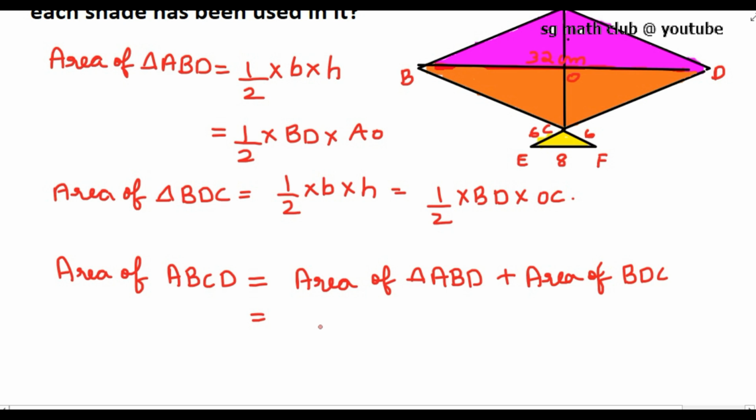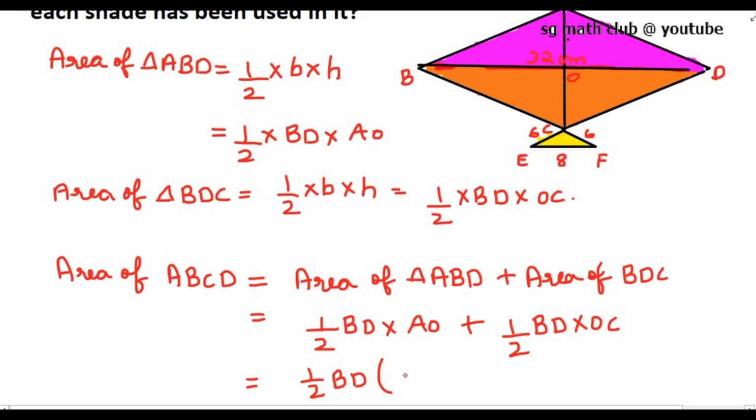Area of triangle ABD is half BD into AO. Again, area of triangle BDC is half BD into OC. We can take half BD common. So what is left out? OA plus OC. OA plus OC is AC. So half BD into AC.